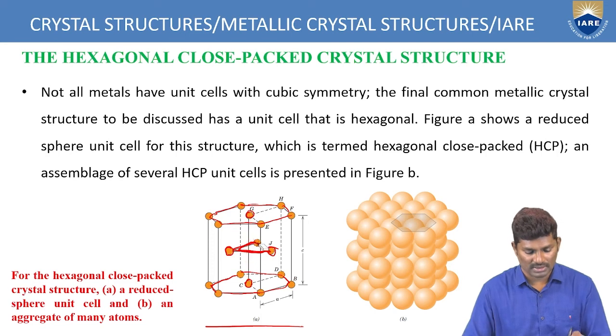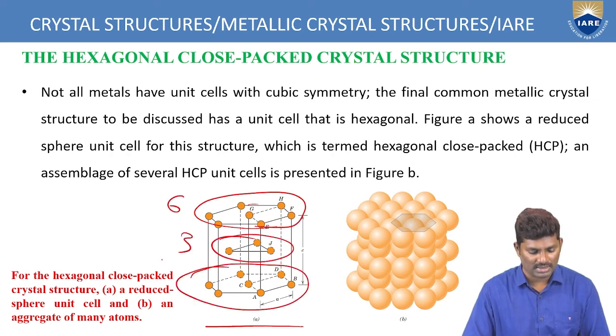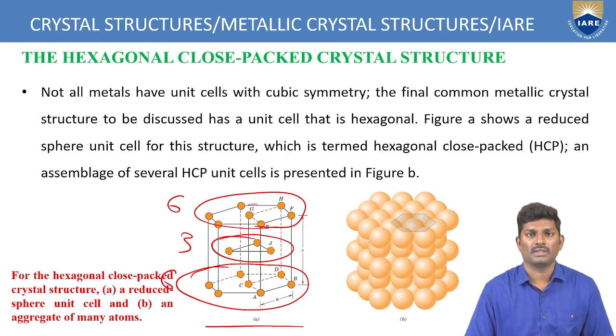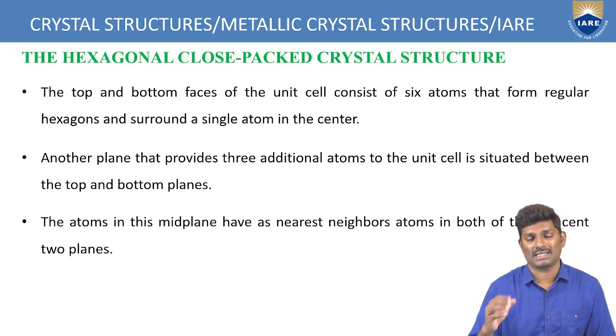So this figure shows, here we have 6 at the top, 6 at the bottom, and another plane with 3: 6, 3 and 6. Is it not? The same thing we are trying to explain in this slide. The top and bottom faces of the unit cell have 6, and at the other plane, in the middle, we have 3 additional atoms which are bonded together.